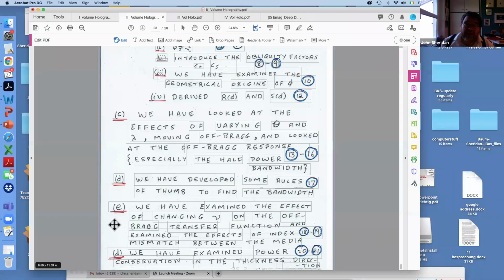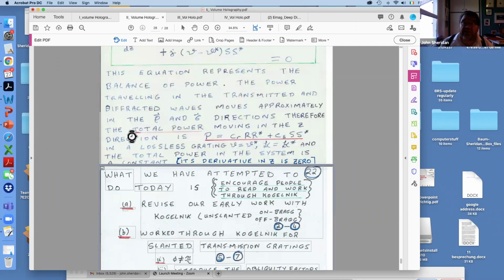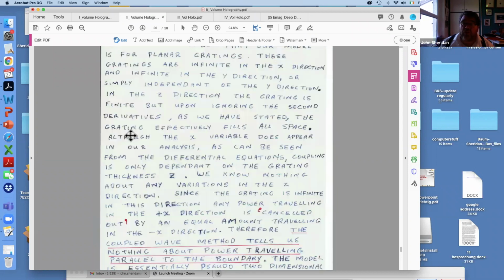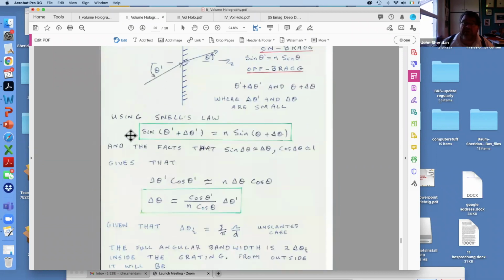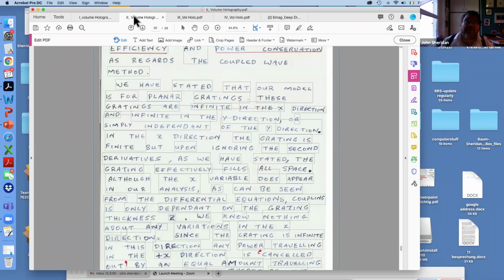We've examined the effect of changing the grating strength on the off-Bragg transfer function, and we've examined the effects of index mismatch between the media, and we've got a corrective term there. And we've examined power conservation in the thickness direction. So we did quite a bit in that section. A lot of it was repetition of stuff we've done before, but we tried to flesh it out and give you the words associated with it, and hopefully now this will mean something to you going forward.